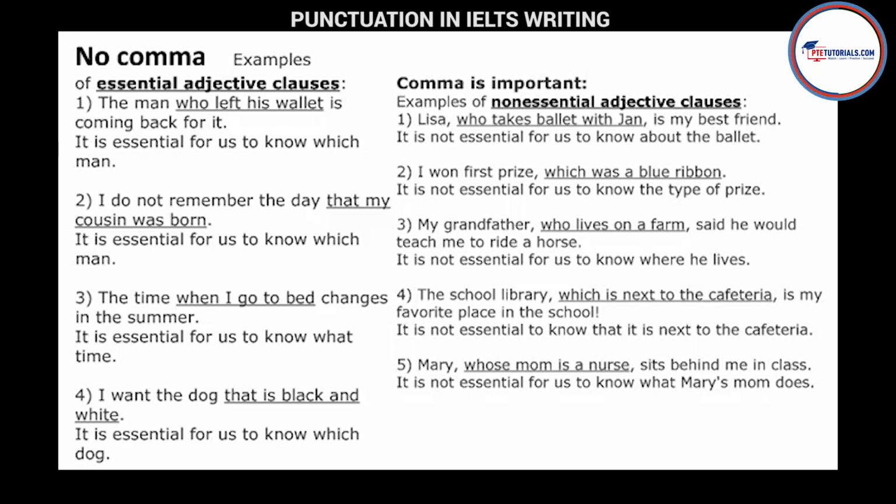Okay. The next is, I want the dog that is black and white. It is essential which dog you want. But when it comes to the fourth sentence on the right side, the school library is my favorite place in the school. It's fine. It's not necessary to give me the information which you're giving. It's non-essential, which is next to the cafeteria. And add commas on both sides. And fifth, Mary, whose mom is a nurse, sits behind me in class. So I hope you are getting the things very well and how you can put the things in order.